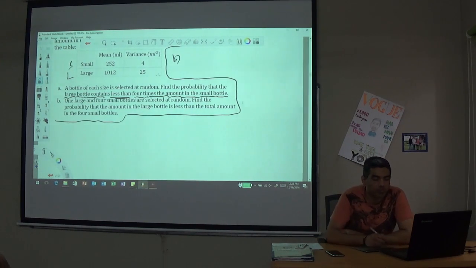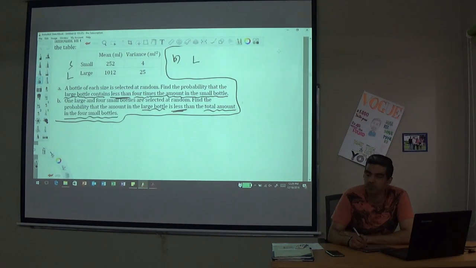In part B, if you read the question carefully, one large bottle and 4 small bottles are selected at random. Here, earlier it said a bottle of each size, one small and one large, was taken. Find the probability that the amount in the large bottle is less than the total amount in the 4 small bottles.